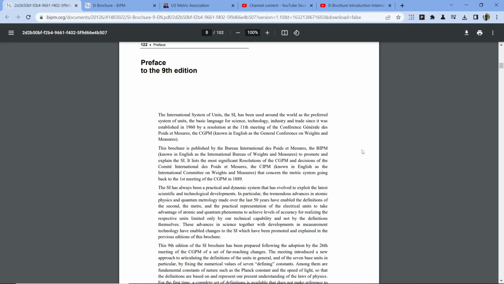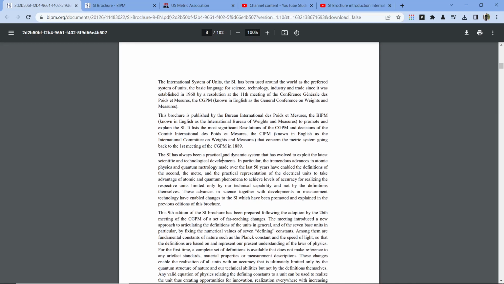This brochure is published by the International Bureau of Weights and Measures, the BIPM, to promote and explain the SI. It lists the most significant resolutions of the CGPM and decisions of the International Committee on Weights and Measures, the CIPM, that concern the metric system going back to the first meeting of the CGPM in 1889.